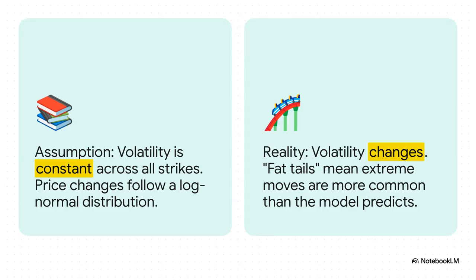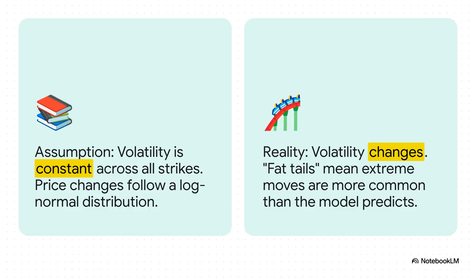Okay, check this out. That textbook model, Black-Scholes, it assumes two things that are just not true. First, it pretends volatility is a flat line, the same for every single strike price. Second, it assumes price moves follow this perfect, neat little bell curve. But anyone who's been in the trenches knows that's not how it works. In reality, volatility has a shape, a curve. And more importantly, those wild, crazy moves, the fat tail events, they happen way more often than the model gives them credit for.